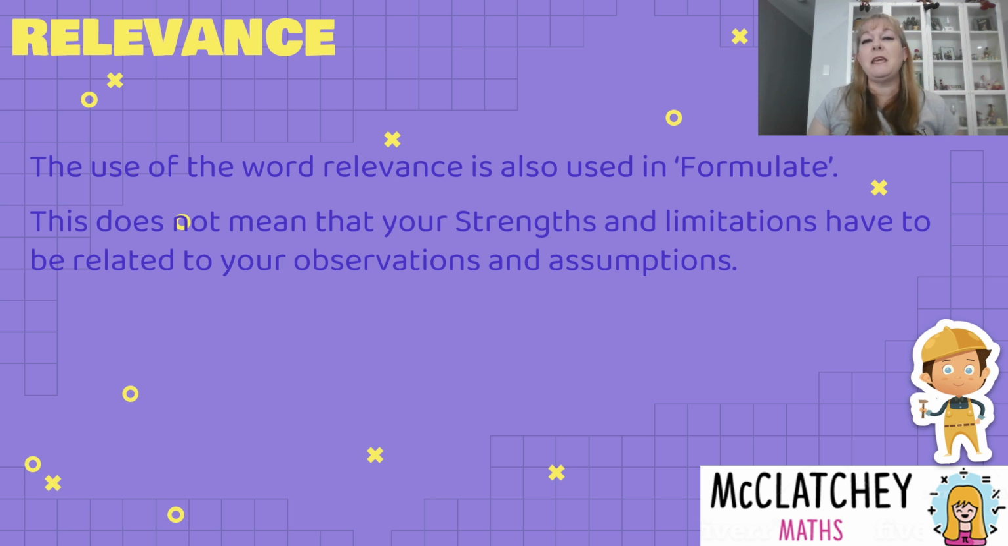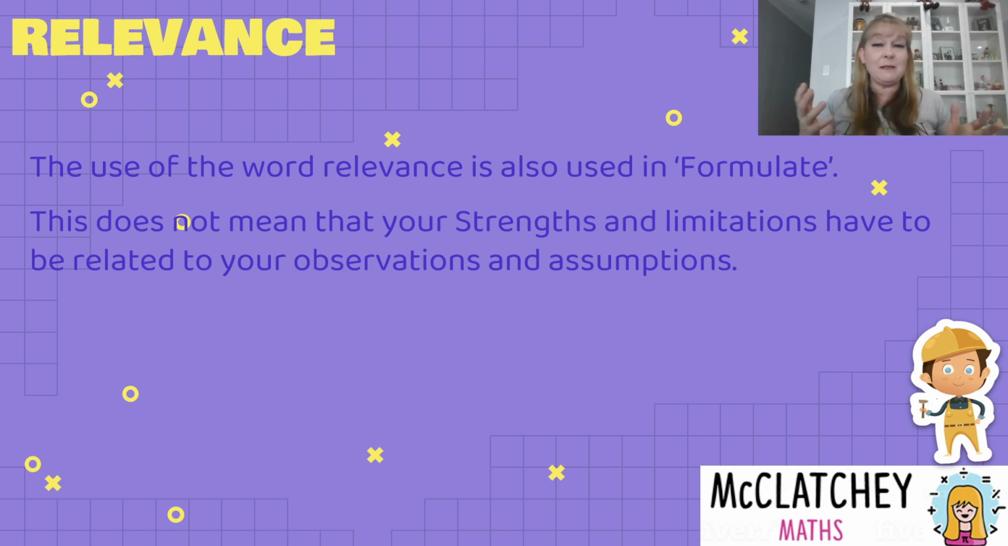Now, it doesn't mean that your strengths and limitations have to relate to your observations and assumptions. Now, that's an important thing to note because the last time we looked at that word relevant, it was in relation to the formulate section of the assignment, talking about observations and assumptions. But your strengths and limitations don't have to be connected to the observations and assumptions if you don't want them to.